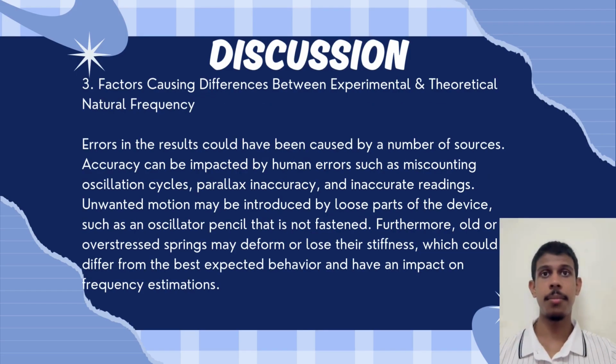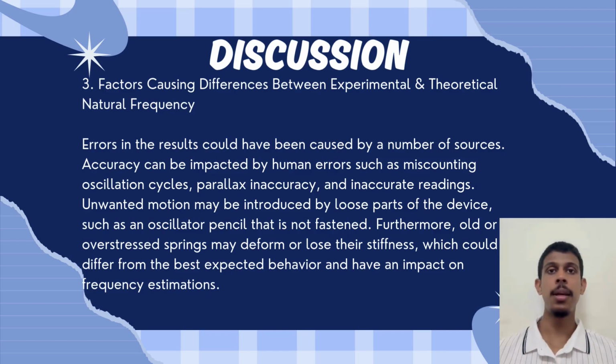Discrepancies in the results can be attributed to several factors. First, human errors such as inaccurate measurement readings, improper eye alignment with the scale such as parallax error, and mistakes when counting oscillation cycles can affect the accuracy of the data.